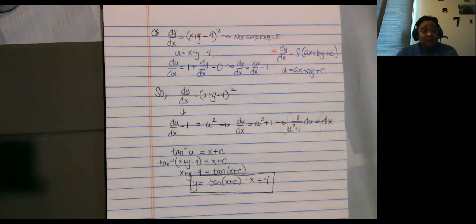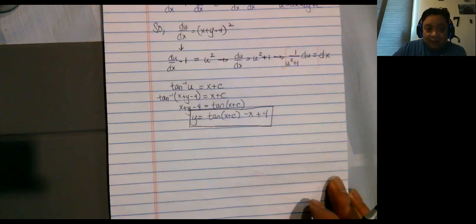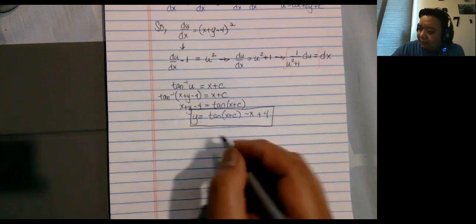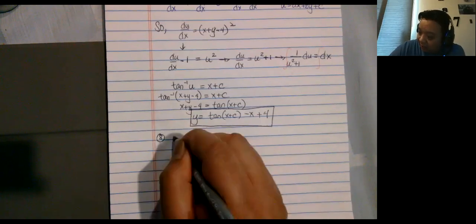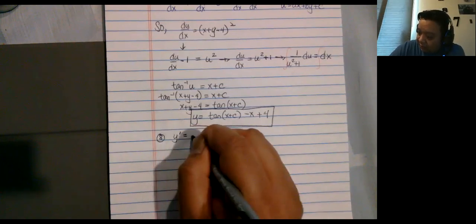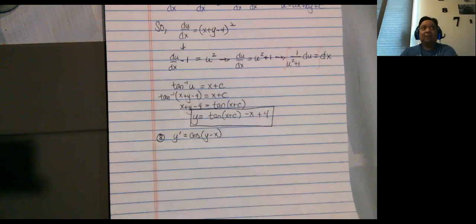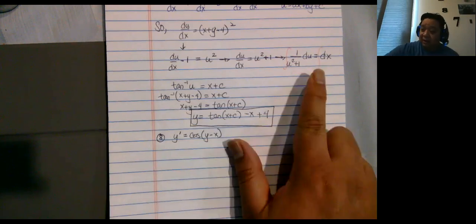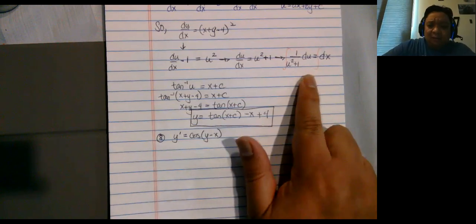Okay. So I want you to try one. Okay. So number 7 or number 8. Okay. So y prime is equal to cosine of y minus x. So at the very least, try to get to your substitution and finish it, right? So at the very least, try to get to this part where you can separate it. And then we'll talk about how to integrate the resulting problem afterwards.